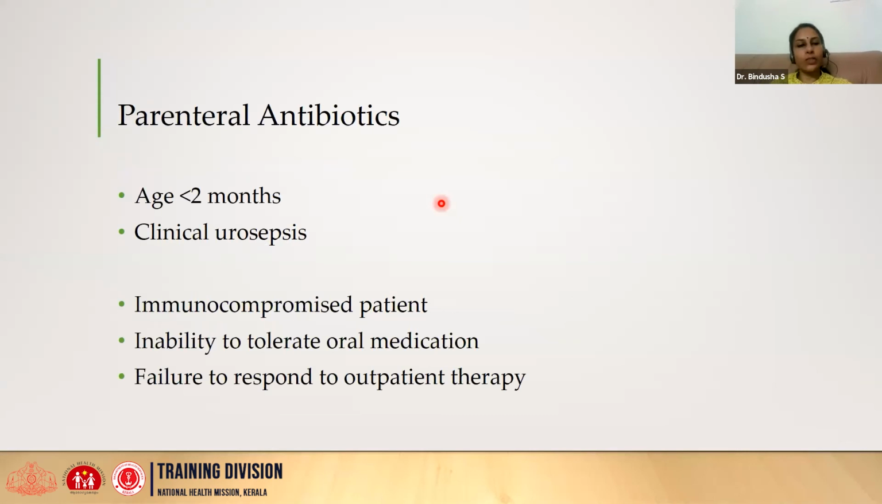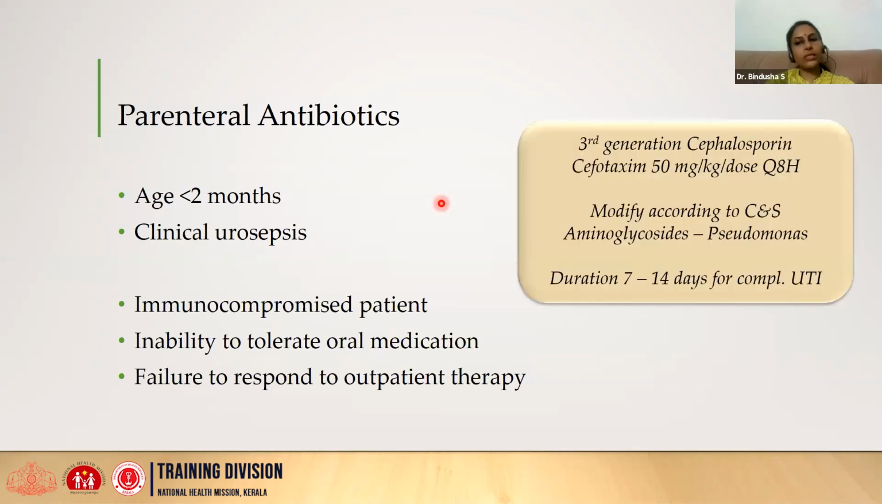And in any infant less than 2 months, we always give parenteral antibiotics for UTI. Other indications for parenteral antibiotics are an immunocompromised patient, and also inability to tolerate oral medications or not responding to oral medications. Other than that, for all UTI, we can treat with oral antibiotics. So if there are features of pyelonephritis, or in small infants or immunocompromised patients only, we usually start parenteral antibiotics. And the parenteral antibiotic that we usually give is a third generation cephalosporin. Cefotaxime is the usual drug that we give for urinary tract infection, and we will modify this according to the urine culture and sensitivity.